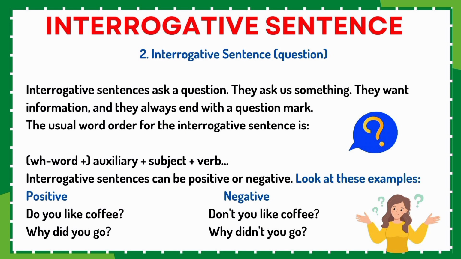Interrogative sentence. Interrogative sentences ask a question. They ask us something. They want information. And they always end with a question mark. The usual word order for the interrogative sentence is question word plus auxiliary plus subject plus verb. Interrogative sentences can be positive or negative.